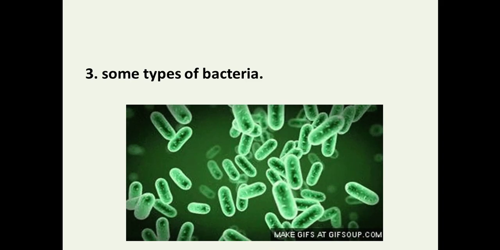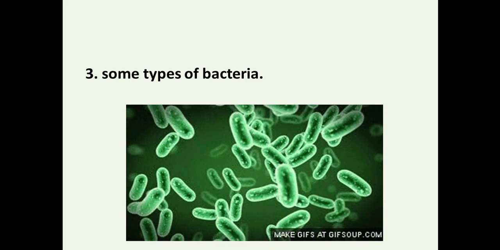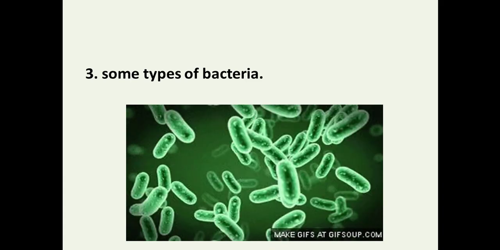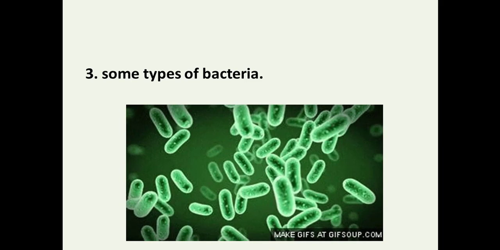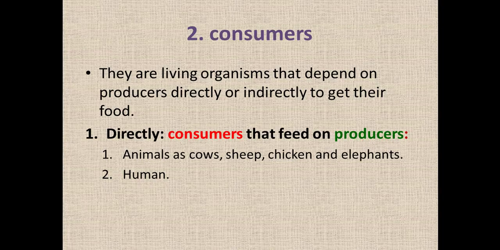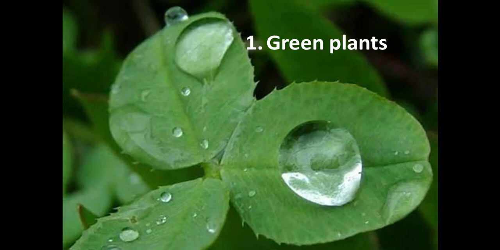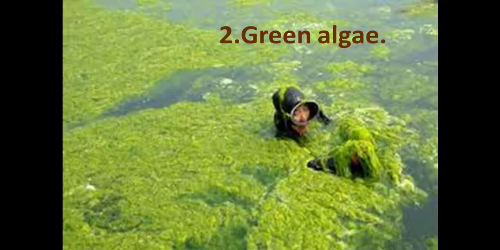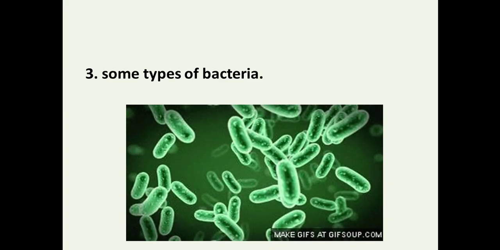The bacteria, it's a unicellular organism, as we said before. We cannot see it by our naked eye. Not all the bacteria. Some of these bacteria make the photosynthesis process, so they are called producers. Again, producers. Examples of producers. Number 1, green plants. 2, green algae. 3, some types of bacteria.